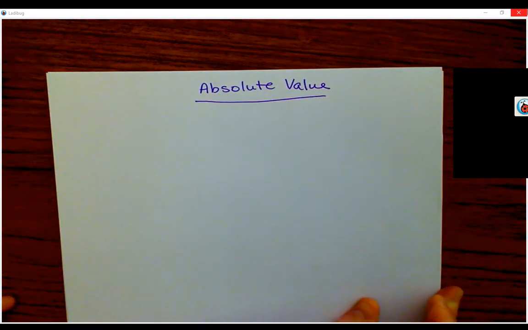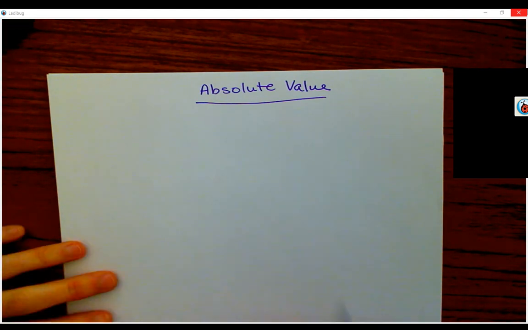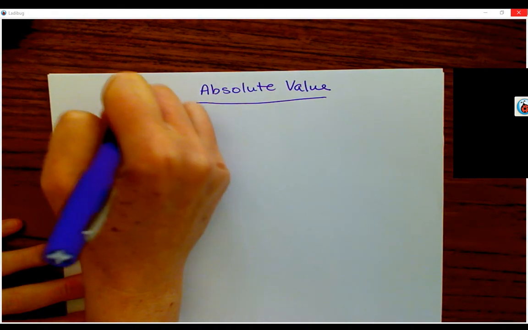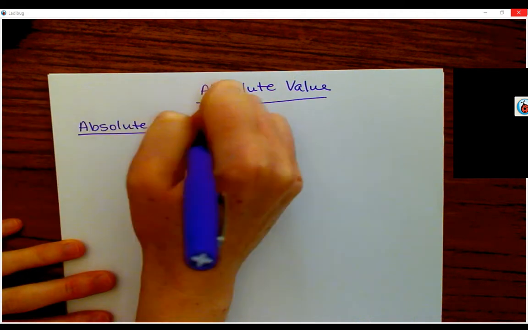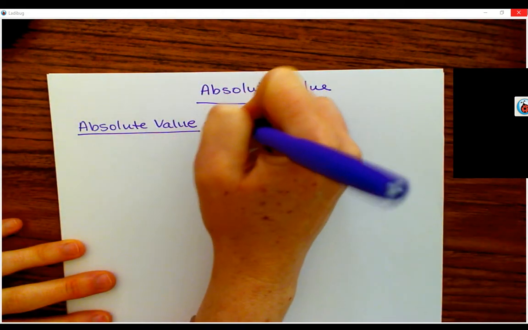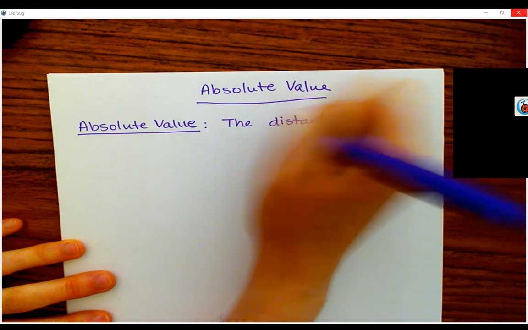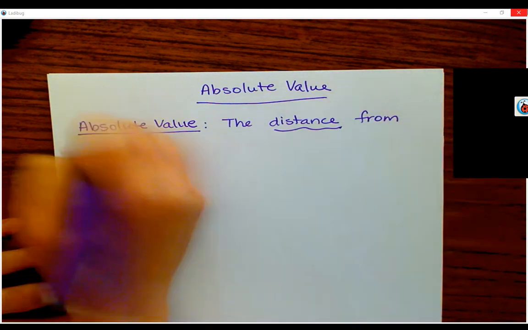So this is going to be our first new material. So far we've been reviewing from 6th grade math. This is our new 7th grade topic. So let's start with a definition. What is absolute value? Absolute value is the distance from 0 on a number line.